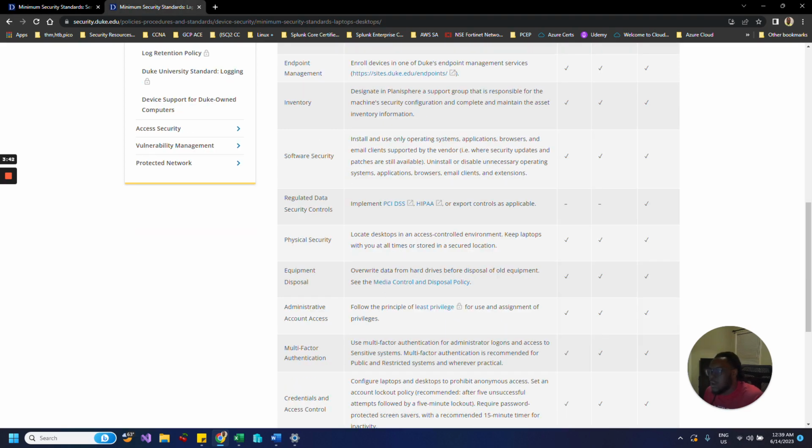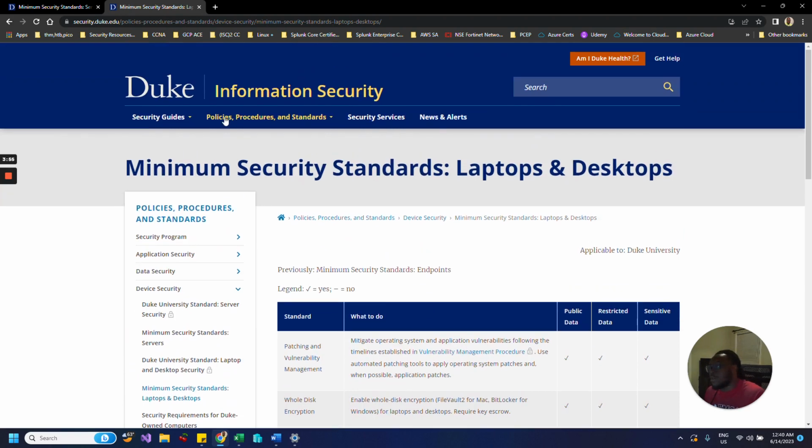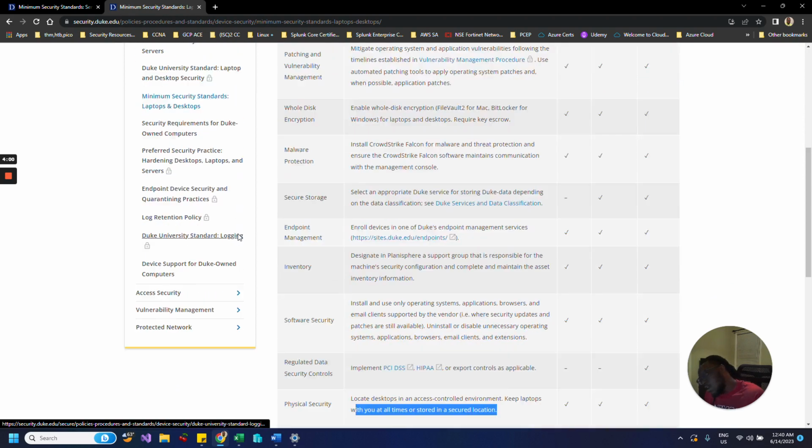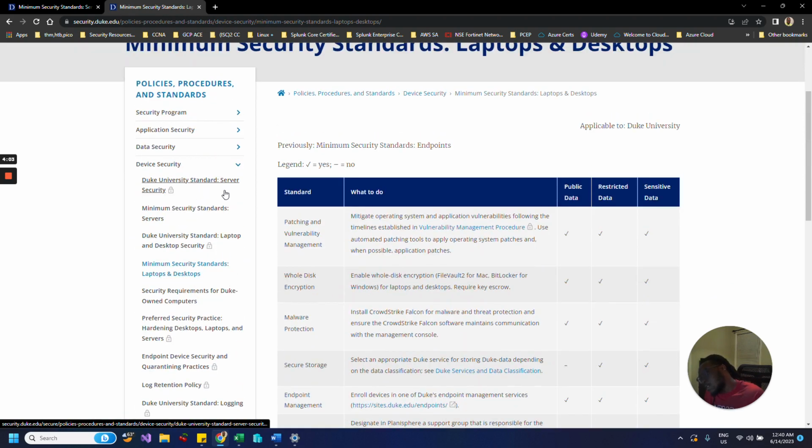Here's another one: locate desktops in an access controlled environment. Keep laptops with you at all times or store them in a secure location. I just wanted to get some real information to throw in here so it wasn't all computer generated. This is Duke University's information security policy. All of it is not available to me, but the information they did give me, I applied to this section of the compliance audit. Everything else, guys, was computer generated AI.